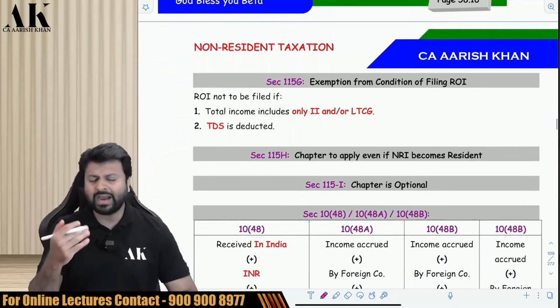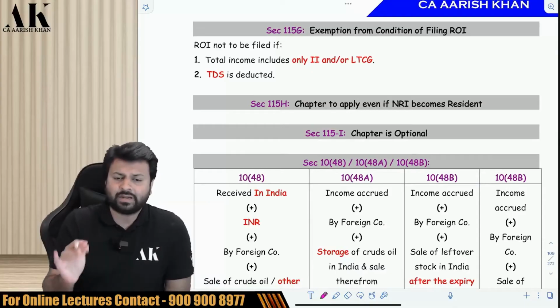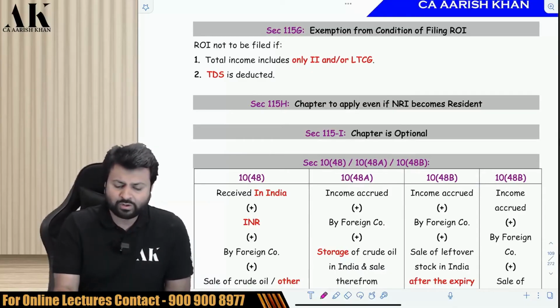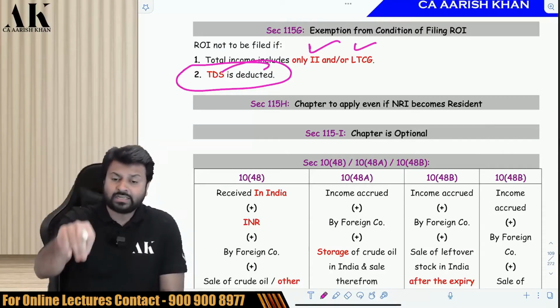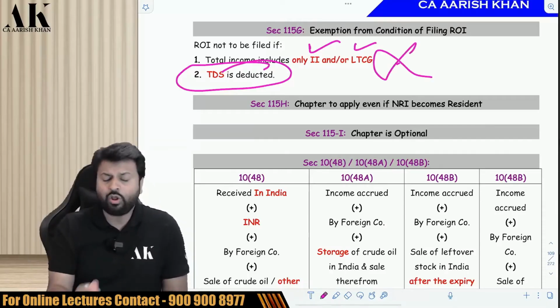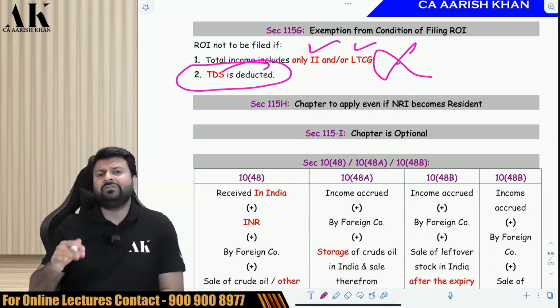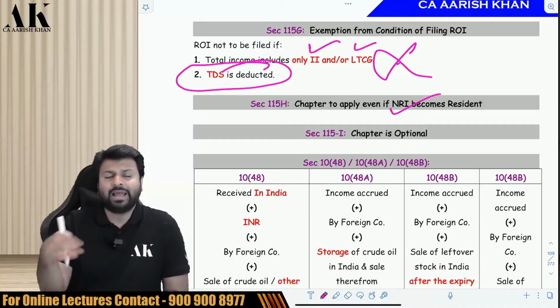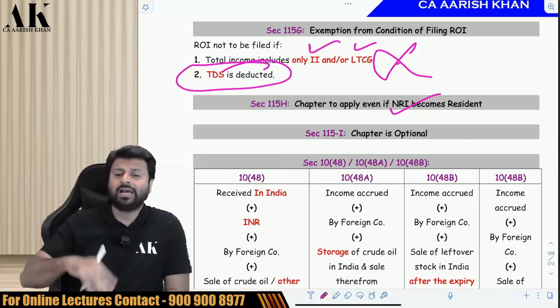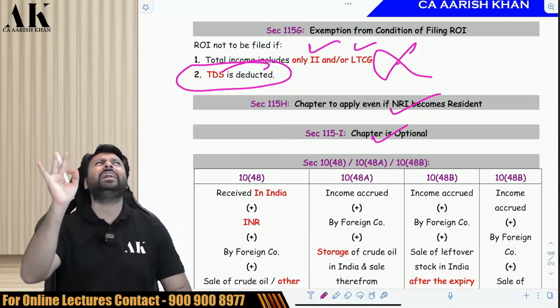Now, are they liable to file the return? They are not liable to file the return. These NRIs are exempted from filing of return if they earn only this income and their TDS is also deducted. Next. Whether the chapter will apply if the non-resident becomes resident in the subsequent years. Yes, the chapter will apply in the subsequent year also if the non-resident becomes resident in the subsequent year. And last but not least, this chapter is optional. It is not mandatory to follow this chapter.